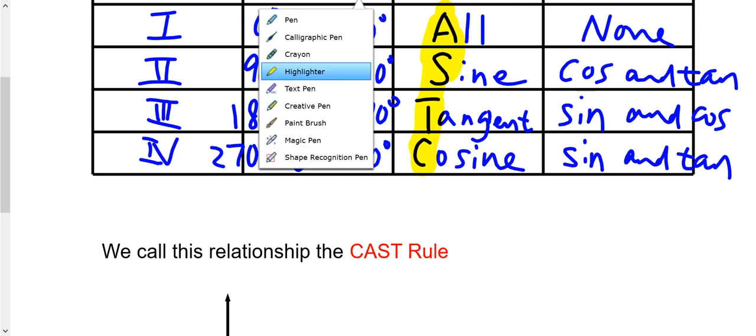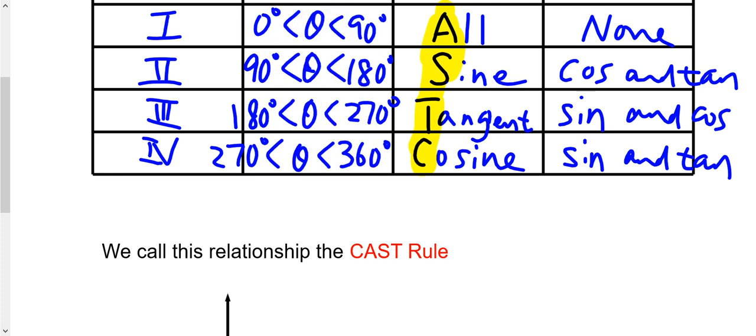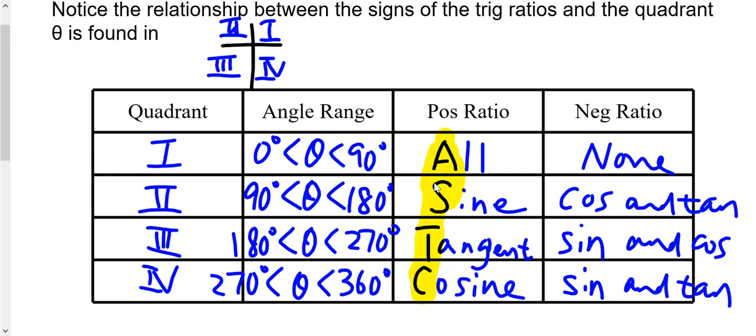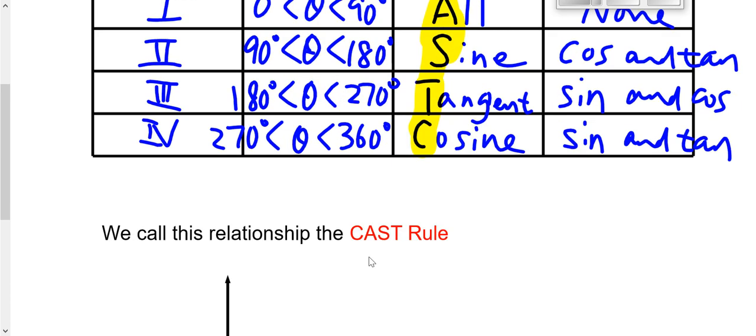I know you will say it doesn't make sense. Let's do it this way. If we look at which one's positive, which one's negative: quadrant 1, everything is positive. Quadrant 2, only sine is positive. Quadrant 3, only tangent is positive. Quadrant 4, cosine is positive. So if you look at this, CAST, CAS. This is called the CAS rule.